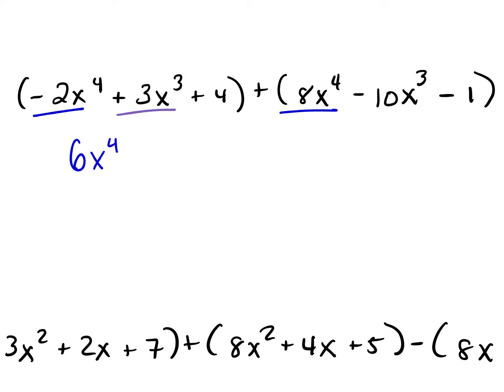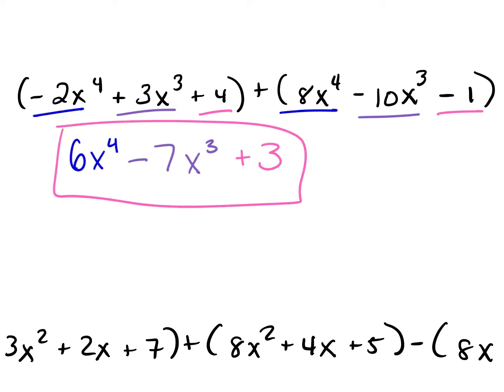Then I have some x cubes. So 3x to the 3rd power minus 10x to the 3rd power. What would that be? Negative 7x to the 3rd power. Perfect. Just 3 minus 10 is negative 7, and the x cubed part stays the same. And then 4 minus 1 would be plus 3. Awesome. Any questions here?